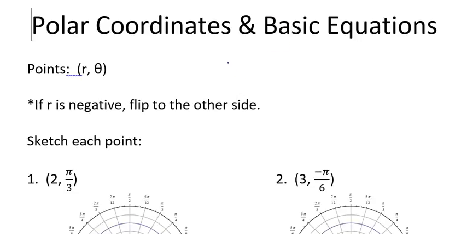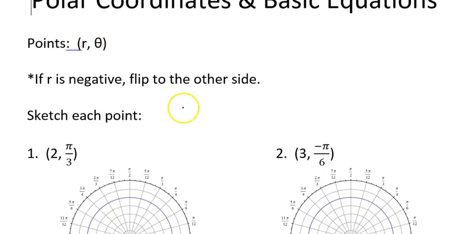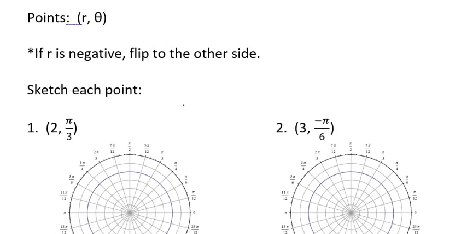Okay, this lesson is on polar coordinates and basic polar equations. The first thing that we want to know is that the points when we're in polar form are of the form r and theta. R is the radius that it is out from the center. Theta is the angle that it's at. So if you'll look at some of the graphs that I have for us to use, we have a center, and then we have radiuses because we have lots of circles here, and then we have the angles listed.